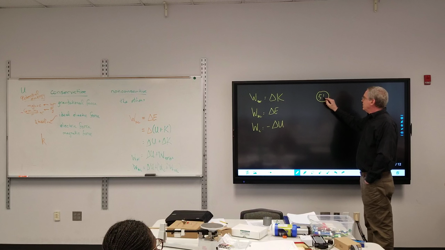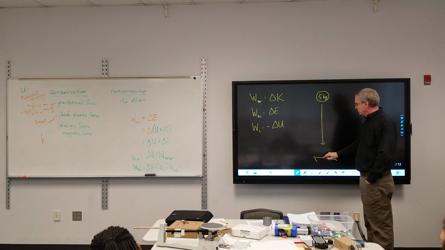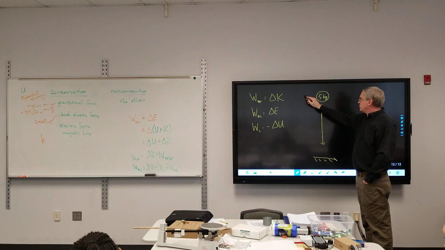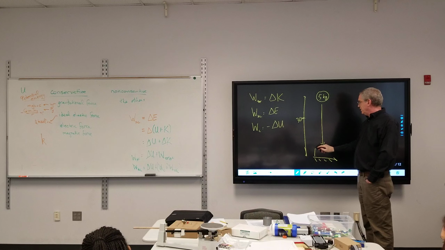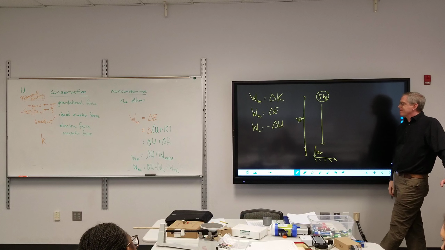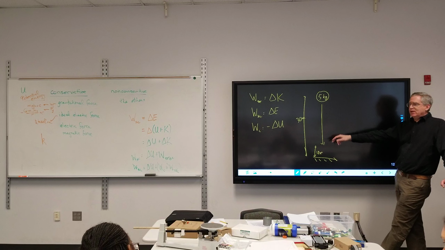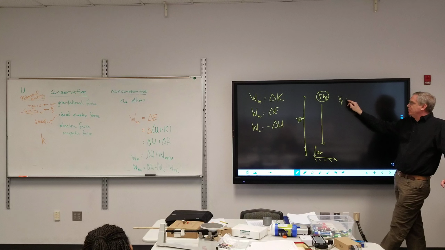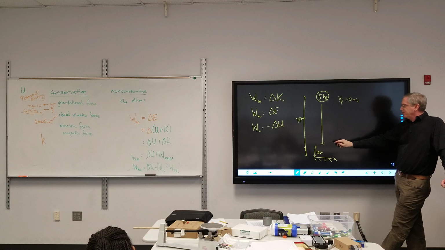I have a 5 kilogram rock that is going to fall. Let's say it starts out at an initial height of 30 meters. It's going to fall till it's 10 meters above the ground. And I want to figure out how fast is it going when it gets to here. Assume that the initial speed is 0 meters per second. And I want to find the final speed.